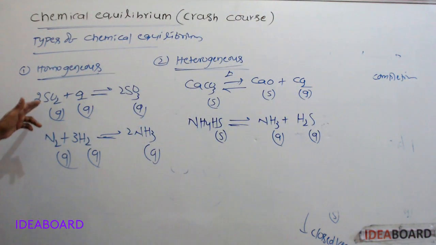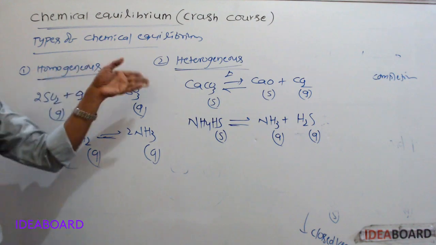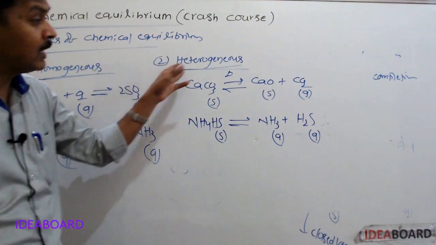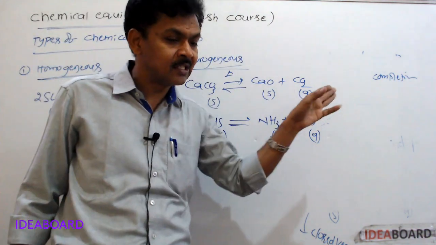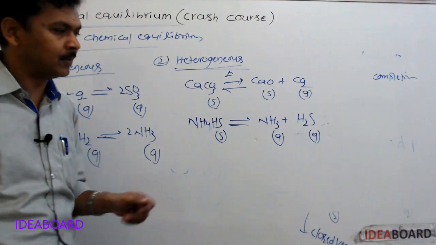If all the reactants and products are in the same physical state, it is called homogeneous equilibrium. If all the reactants and products are not in the same physical state, it is called heterogeneous equilibrium.